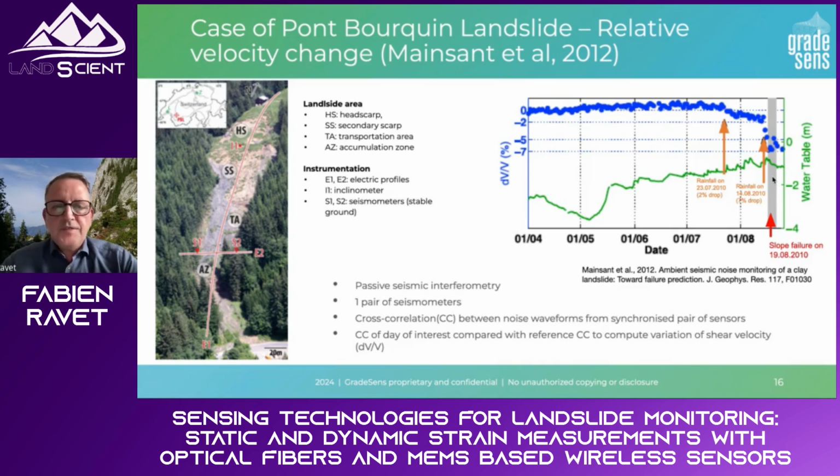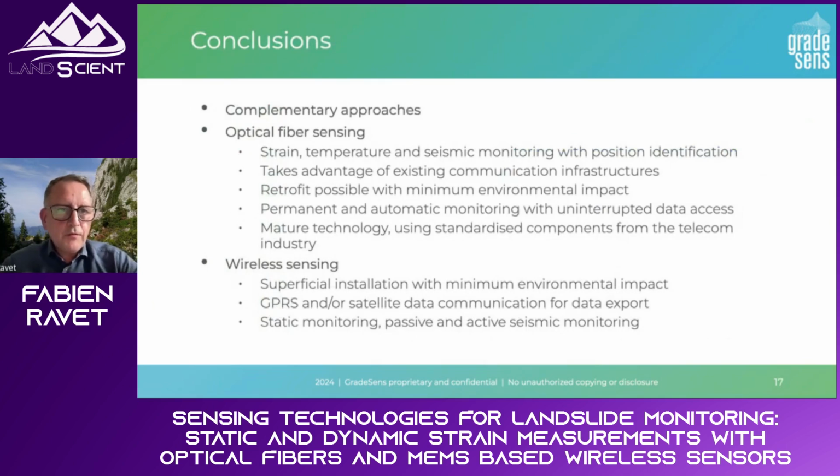So they were using that kind of approach, passive seismic interferometry, to evidence or predict the occurrence of a landslide. Well, prediction is probably not the right word, but let's say to detect the preliminary signs, the preliminary signature of the event. Okay, so that last slide leads us to the conclusion.